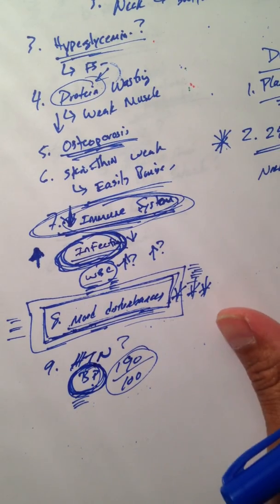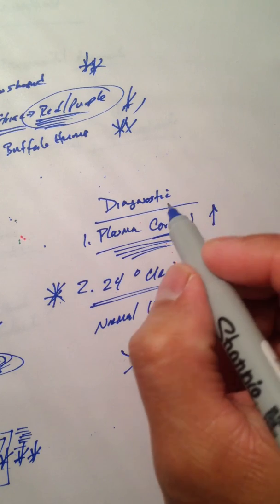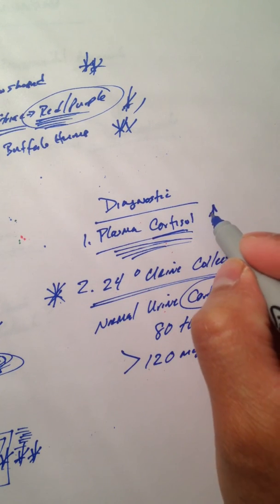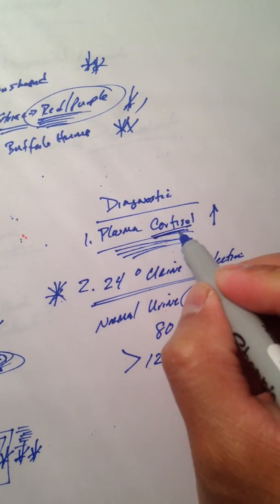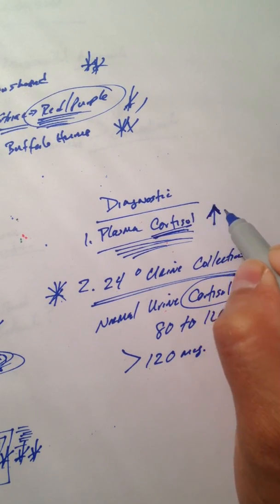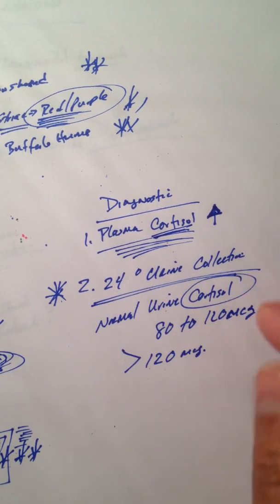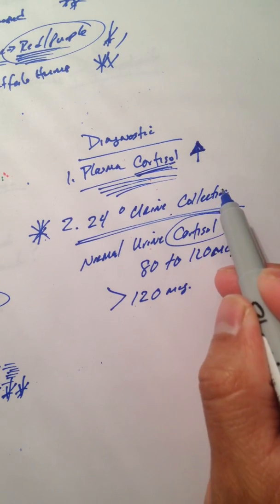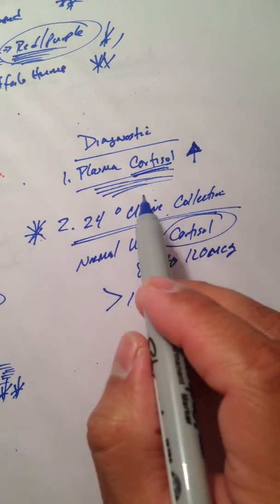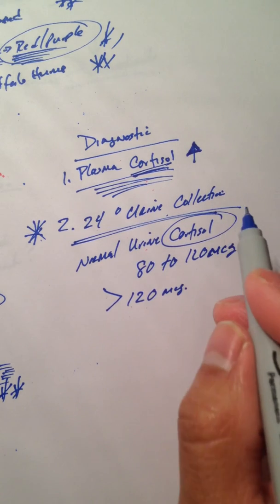Now, the diagnostics that you must know for the NCLEX exam is number 1, plasma cortisol levels. Now, again, we're talking about Cushing's, therefore, cortisol levels will be increased. So you're going to look for increased plasma cortisol levels, number 1. And number 2, the big one, is this 24-hour urine collection test. Now, this is very specific to Cushing's. Again, it is a 24-hour urine collection test.